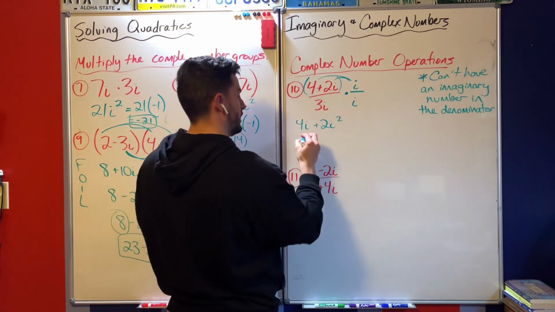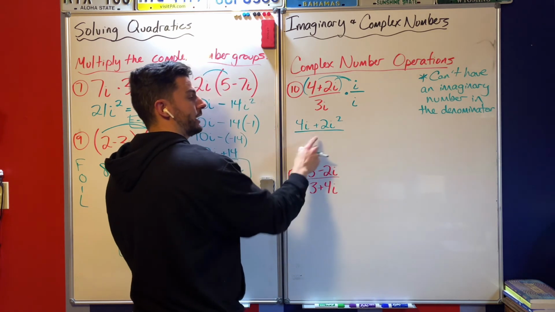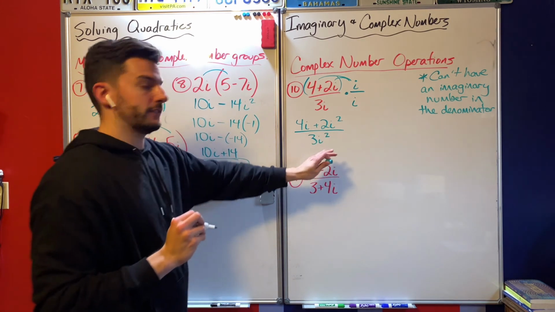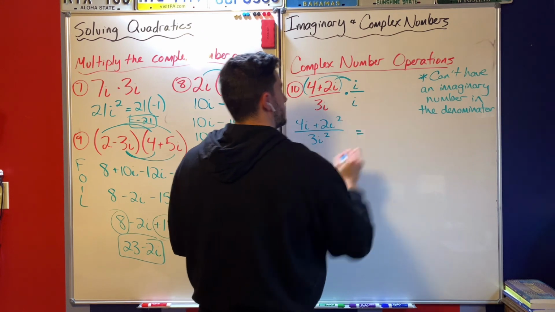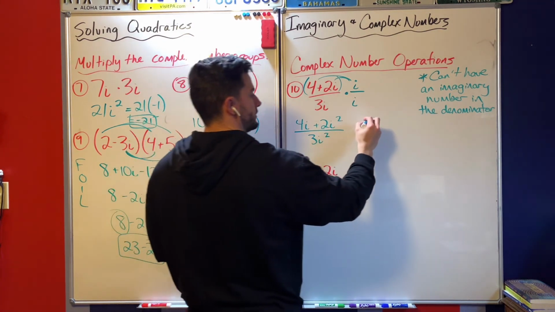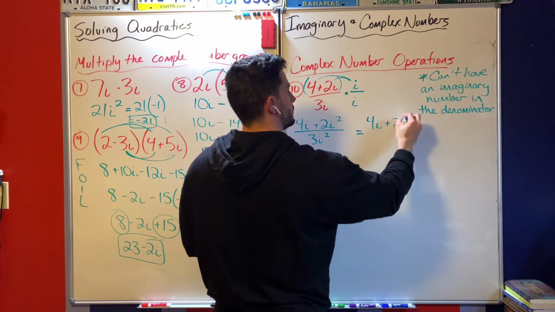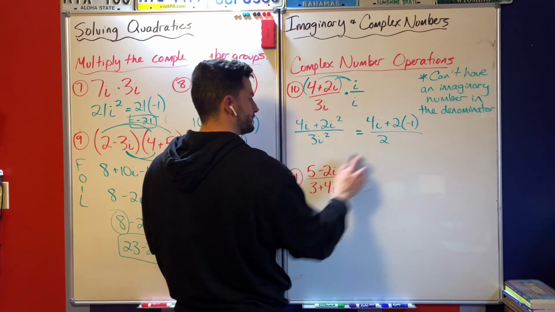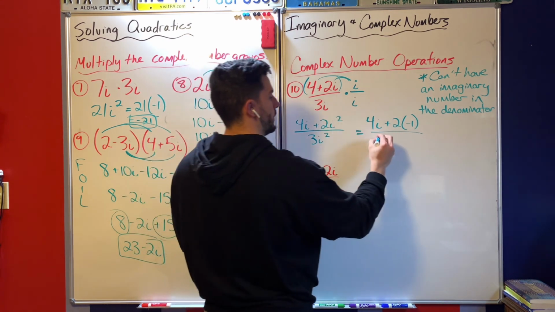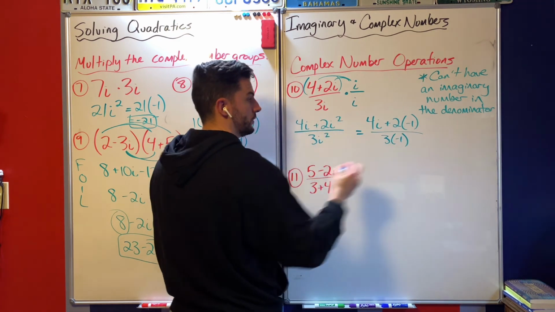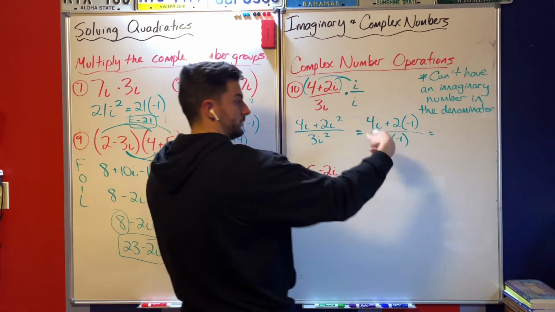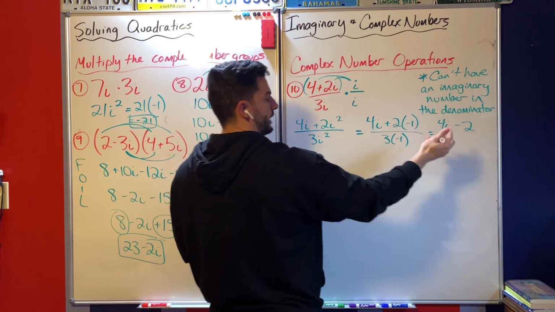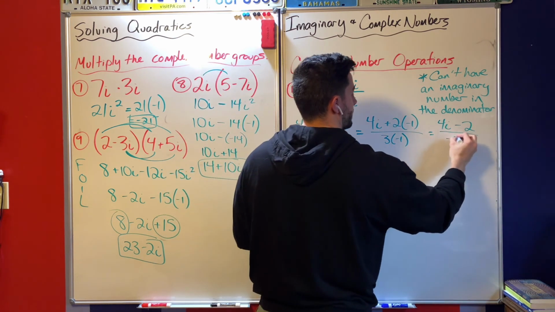I'm going to have some simplifying to do there. But on the bottom here, this is what I'm worried about: 3i times I, 3i squared. And that's why I did this. I wanted that to happen. So now, further simplifying this, let's change these I squareds to negative 1. So 4i plus 2 times negative 1 over 3i squared, which is 3 times negative 1. And then simplifying that, it's going to be 4i minus 2, because 2 times negative 1 is negative 2, over 3 times negative 1, negative 3.